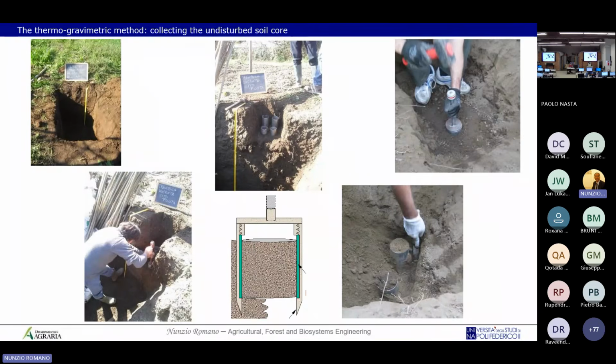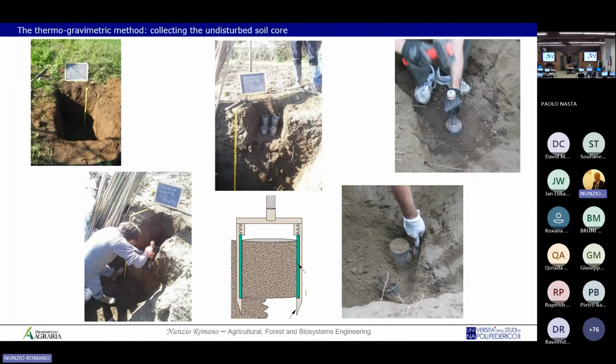Paolo, I'm sure you are collecting many questions on this, but I want to stress this point: most of the time people, even land managers and stakeholders, think that it's very easy to collect the soil and put it in the oven. It's a very simple technique, but it is not, because you have to spend time and use skilled people to collect the undisturbed soil cores.